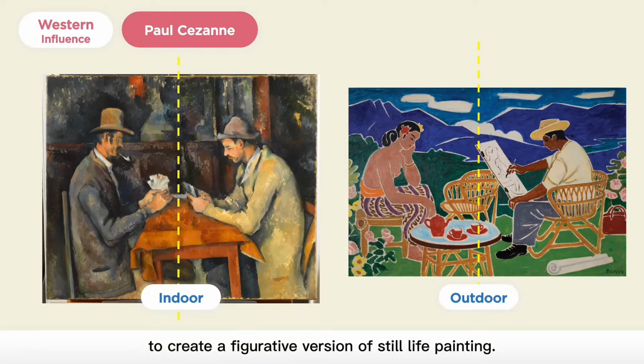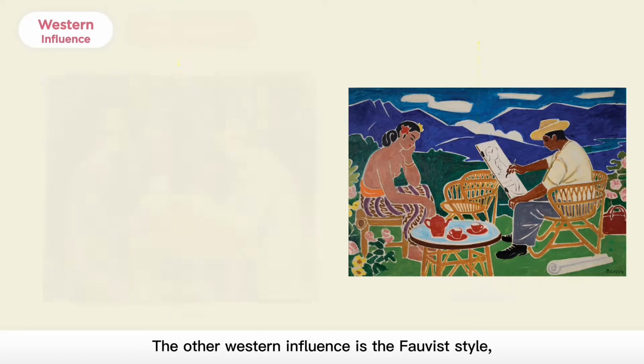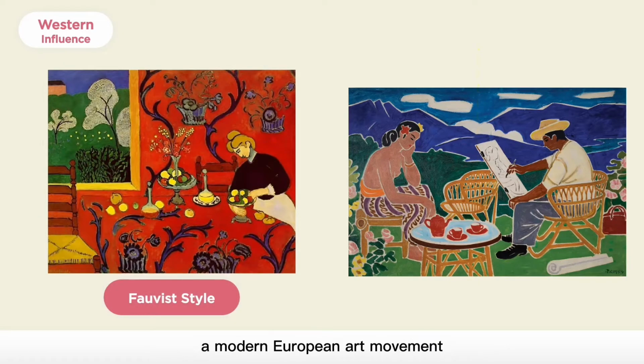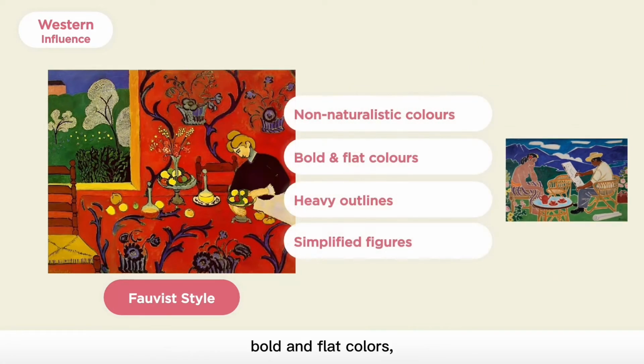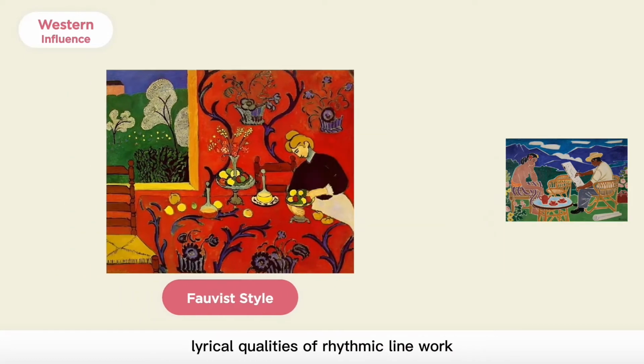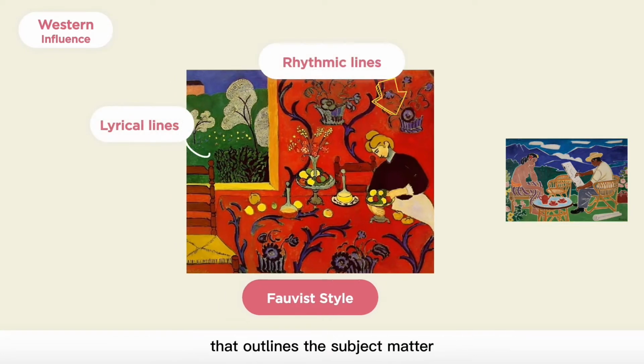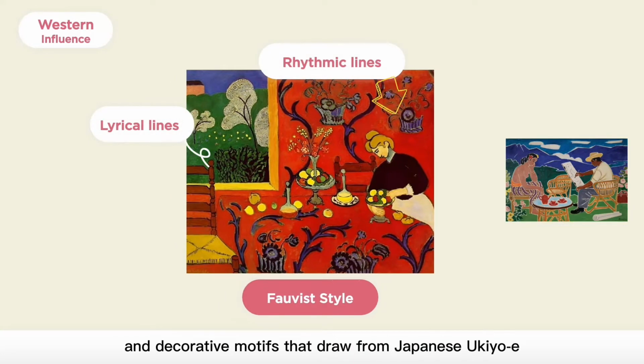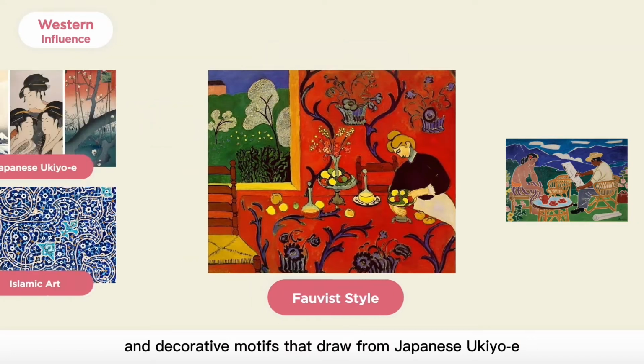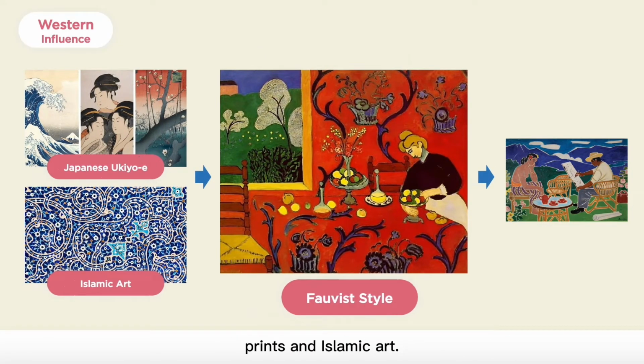of still life painting. The other Western influence is the Fauvist style, a modern European art movement that utilizes non-naturalistic, bold and flat colors, heavily outlined subject matter, and simplified figurative forms to emphasize subjective aesthetic qualities of the artwork rather than attempting to capture reality. It also highlights the lyrical qualities of rhythmic line work that outlines the subject matter, and decorative motifs that draw from Japanese ukiyo-e prints and Islamic art.